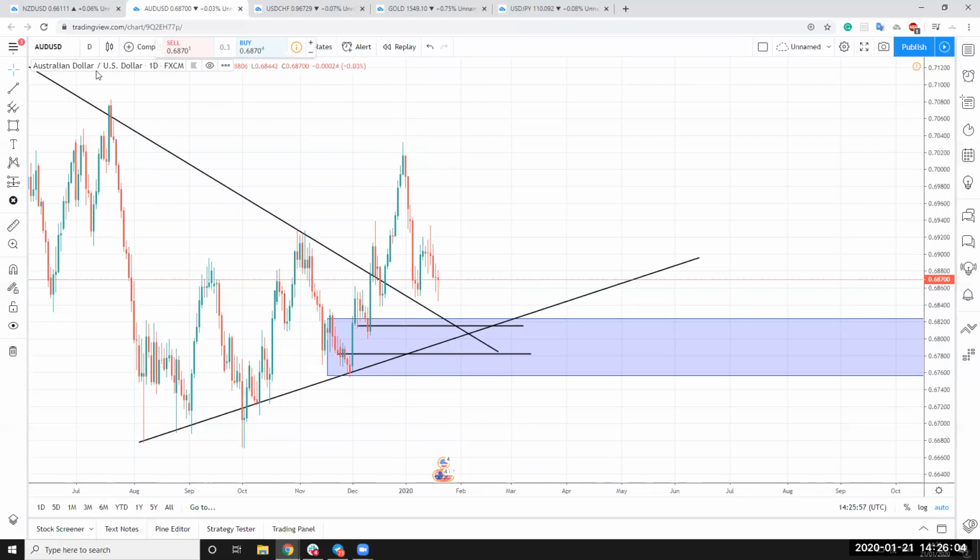AUD has important news in 2 Asia sessions from now, so we still have some space. We also have a couple days, so if it lines up, then that'll be a nice trade to take based on the news.